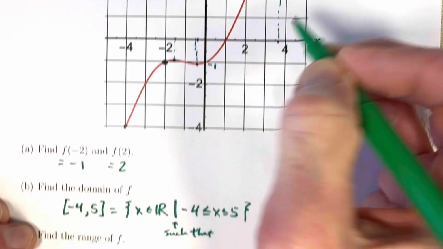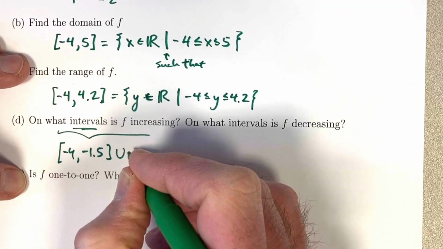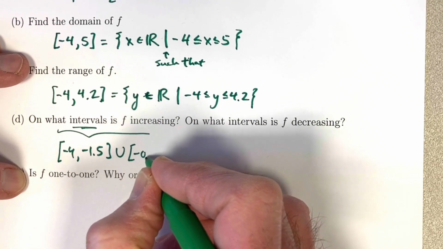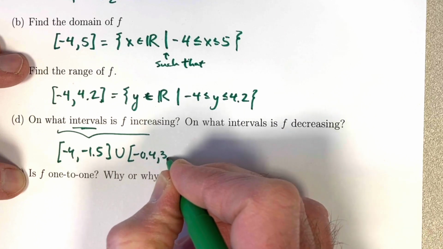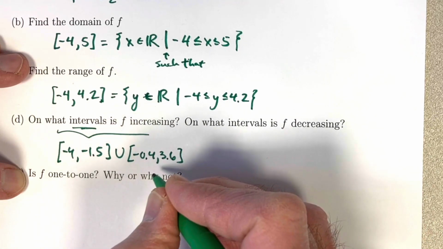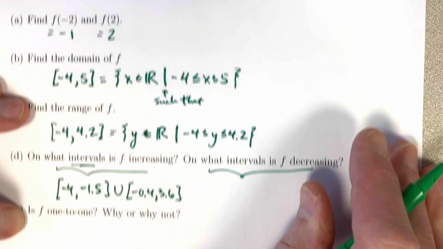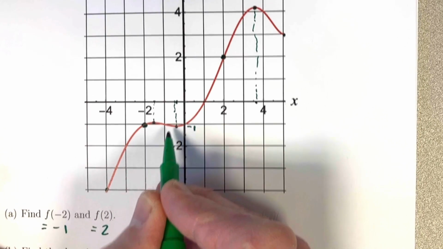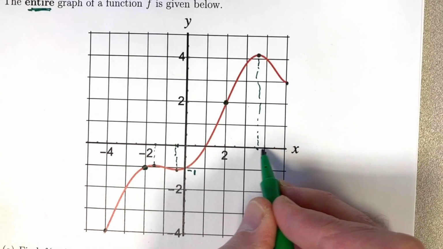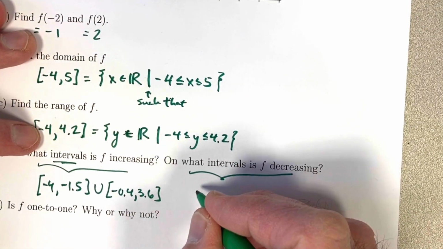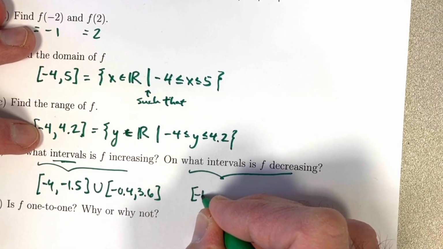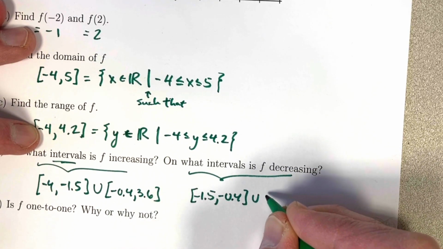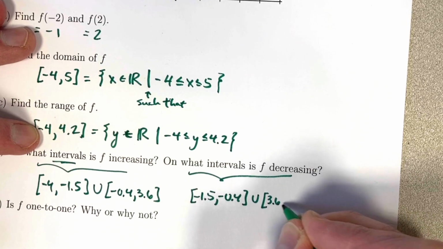We're just estimating it. I'll go ahead and use a union symbol to indicate that I'm saying it's increasing on both of these intervals. So I'd go from negative 0.4 up to positive 3.6, keeping in mind that these are estimates again. On what intervals is f decreasing? It's decreasing between here and here, between negative 1.5 and negative 0.4, and also when x is bigger than 3.6, from 3.6 to 5. So I could write the answers in interval notation as negative 1.5 to negative 0.4, and also I'll use the union symbol again, from positive 3.6 up to 5.